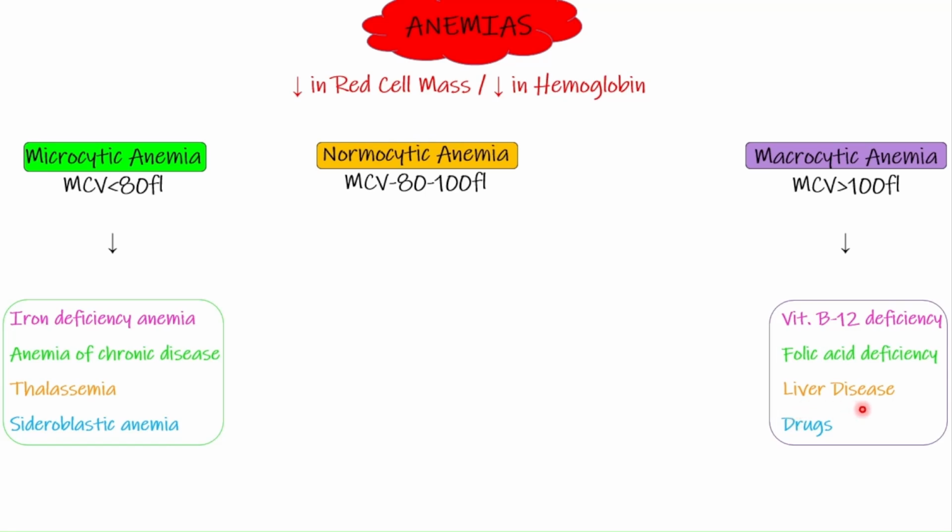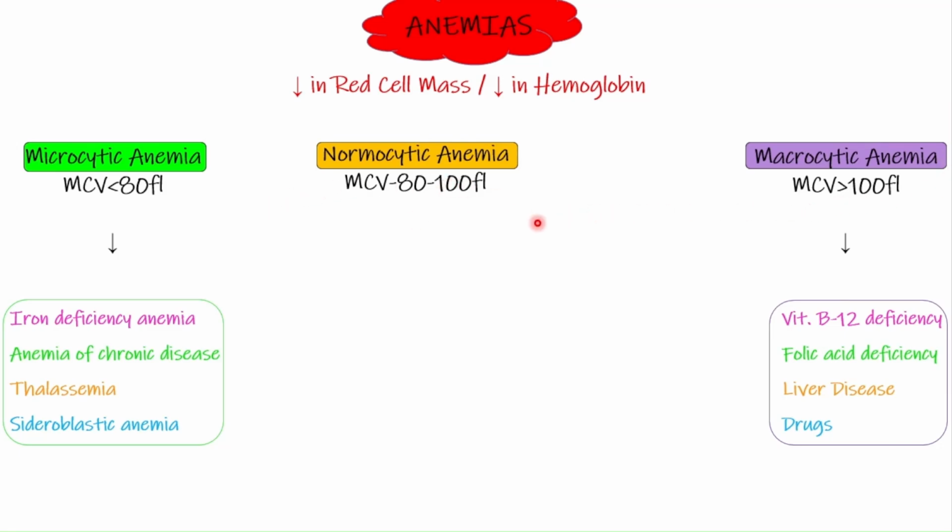Then we have liver disease. In liver disease, there is also deficiency. Liver disease might cause deficiency of vitamin B12 and folic acid, so liver disease can also lead to macrocytic anemia. Then we have some drugs like methotrexate and many others, which can cause anemia, and the picture is macrocytic in this case.